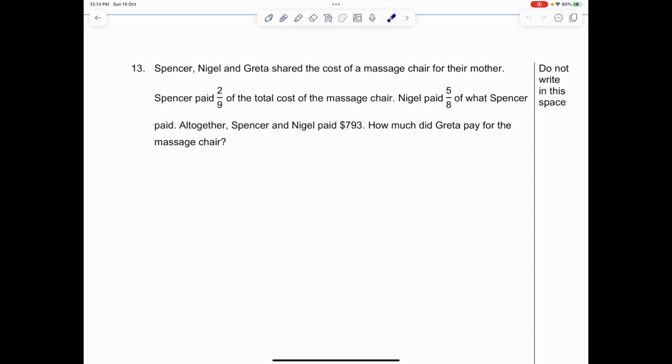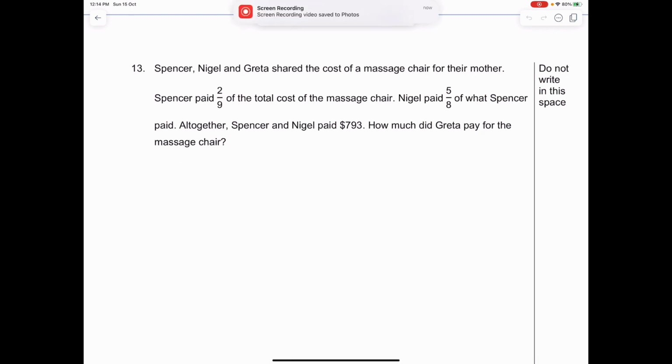Spencer, Nigel and Greta shared the cost of a massage chair for their mother. Spencer paid 2/9 of the total cost of the massage chair. Nigel paid 5/8 of what Spencer paid. Altogether, Spencer and Nigel paid $7.93. How much did Greta pay?